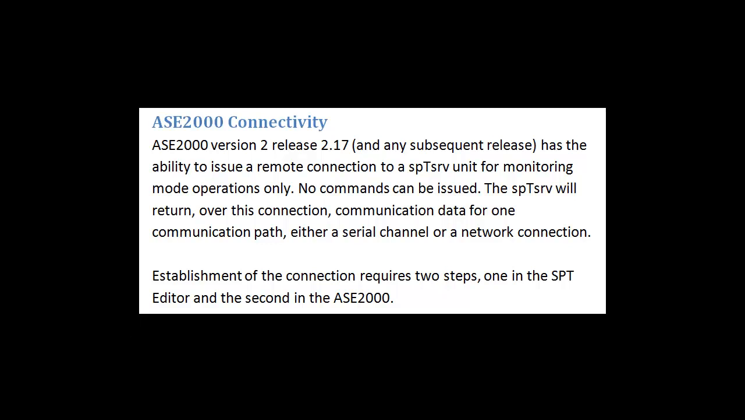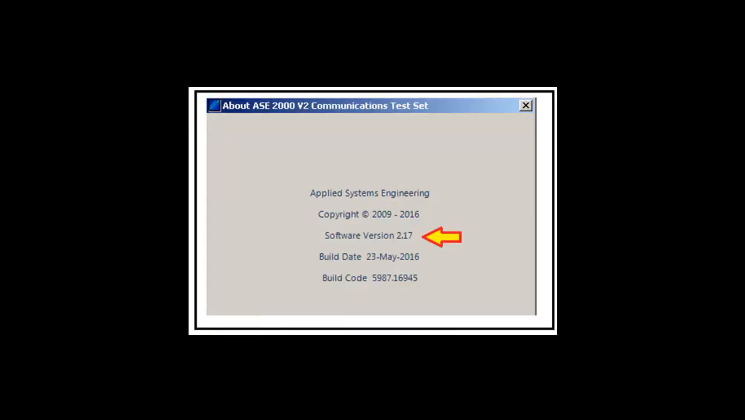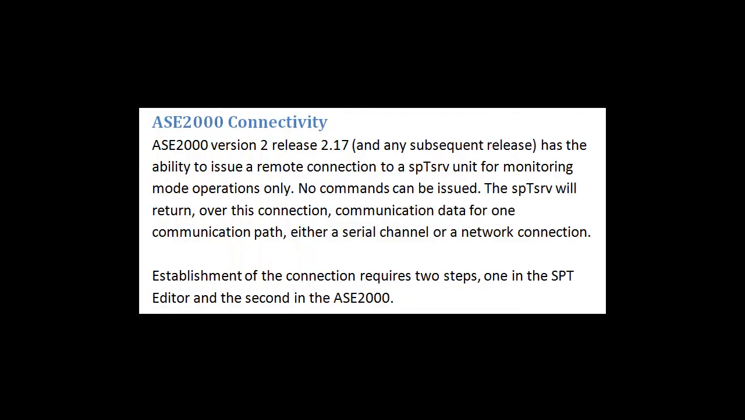ASE 2000 version 2, release 2.17, and any subsequent release has the ability to issue a remote connection to an SPT unit for monitoring mode operations only. No commands can be issued. The SPT will return over this connection communication data for one communication path, either a serial channel or network connection.